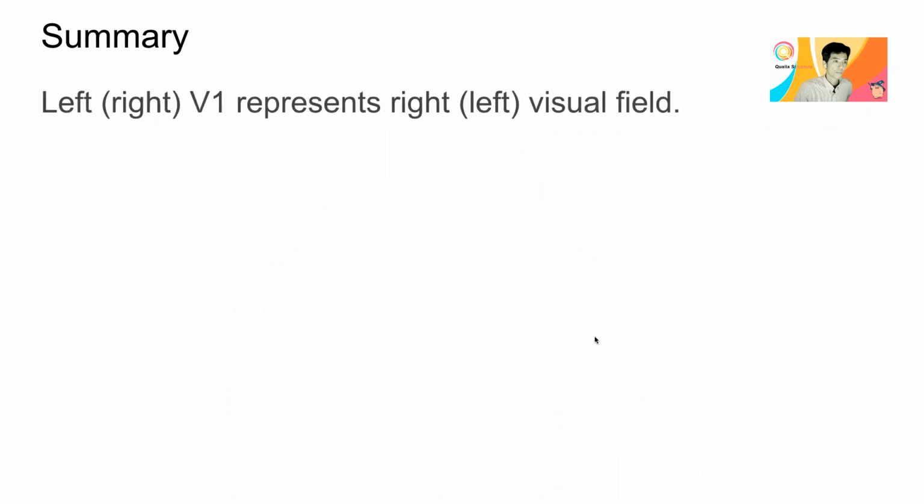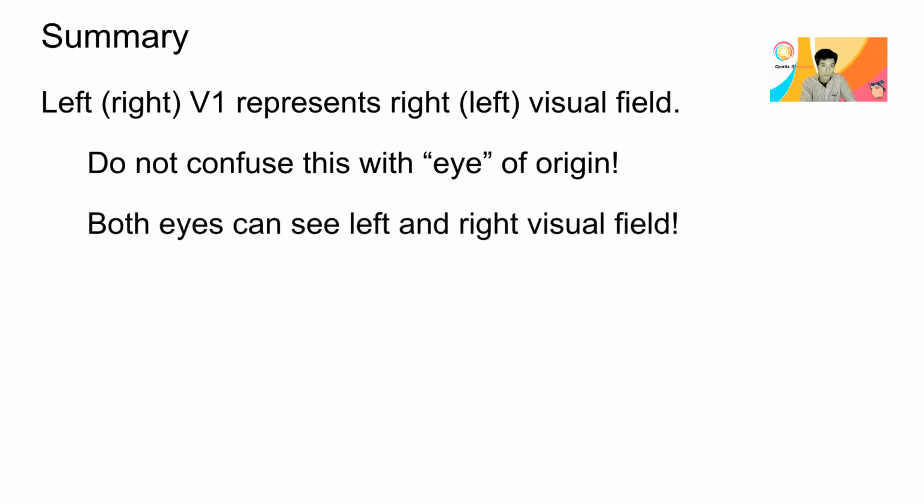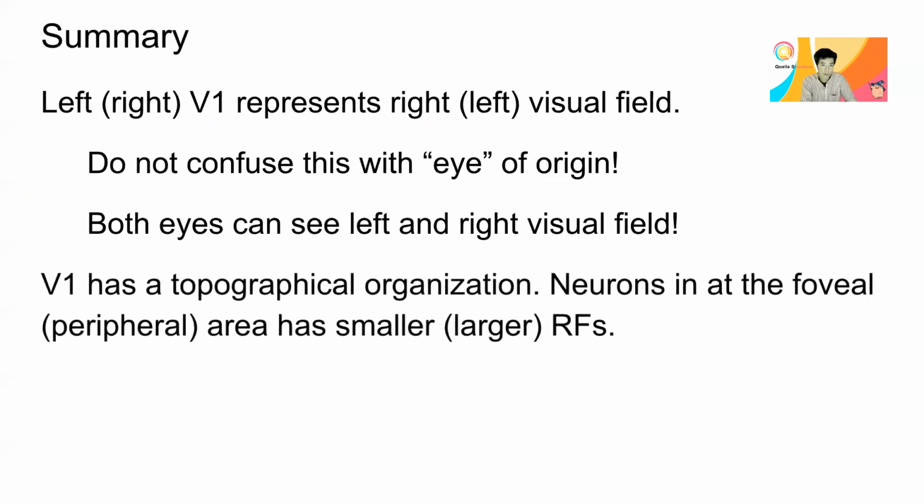Okay, so in summary, left or right primary visual cortex V1 represents the right side of the visual field, or left respectively. And then don't confuse this with your eye of origin. The left eye and also the right eye both can project onto the right hemisphere or left hemisphere, depending on which visual field you're talking about. Okay, and V1 has a topographical organization. So a close thing gets projected to a close location in the visual cortex.